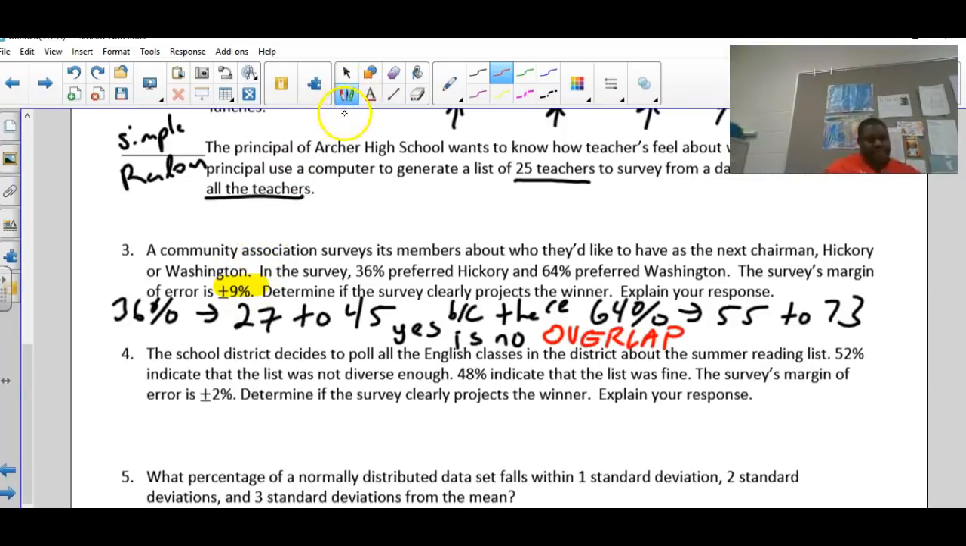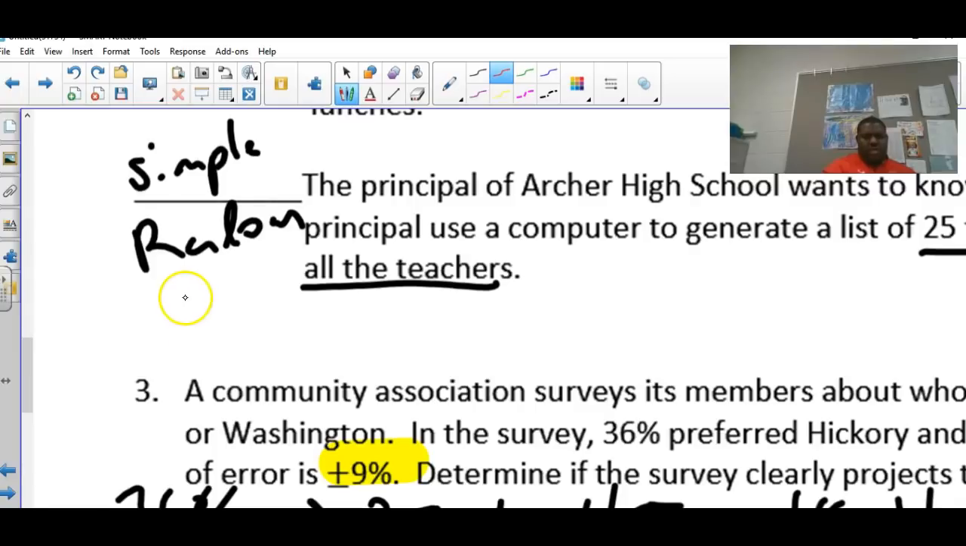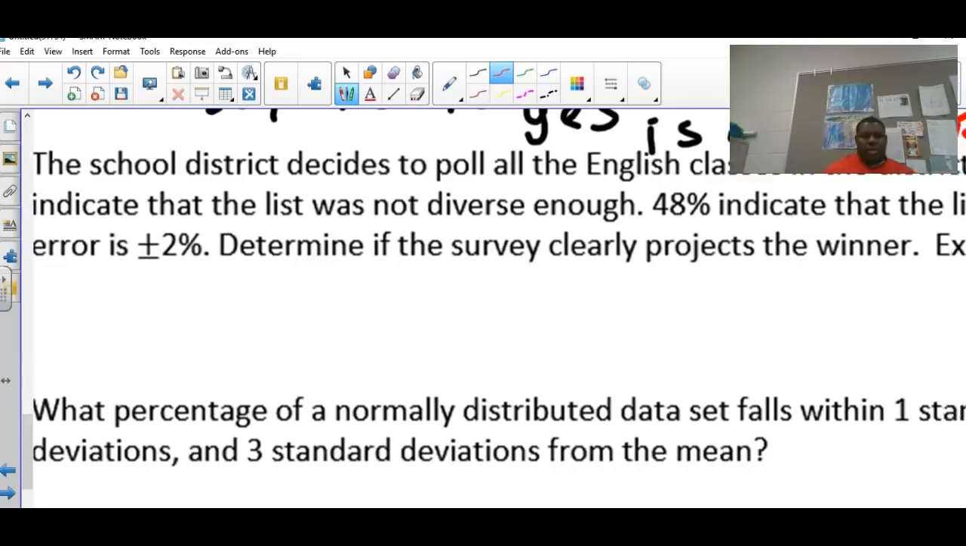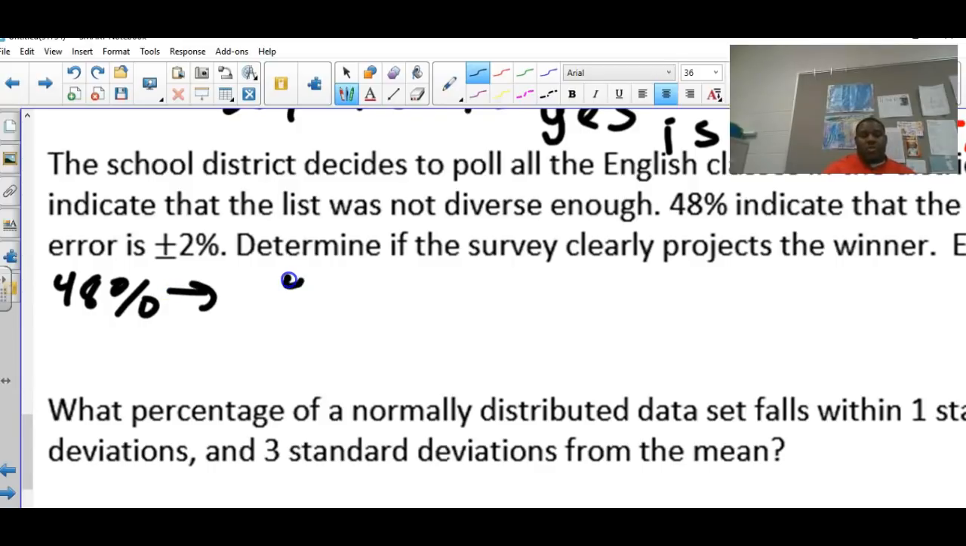So again, let me make this bigger because I need more space. This time I need space. The first one is 48%. If I do the margin of error, 48, the margin of error is 2%. 48 minus 2 is 46, and 48 plus 2 is 50. There's his interval.